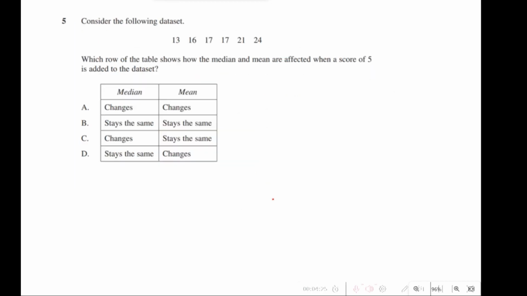Consider the following data set. Which row of the table shows how the mean and median are affected when a score of 5 is added? Let's find the mean before we add the 5. We're going to add these numbers together and divide by the total number of numbers, which is 6. So that gives us 18. Let's also find the median before we add 5. That's the middle score. So it's going to be right here in between the two 17s, which is 17.